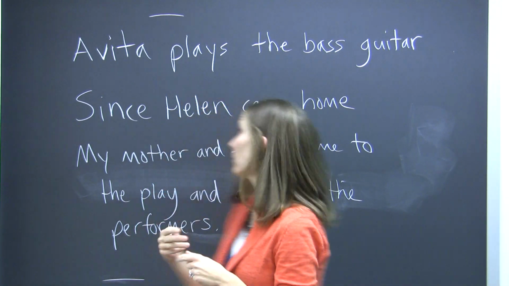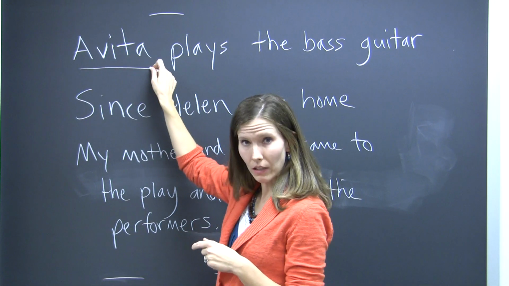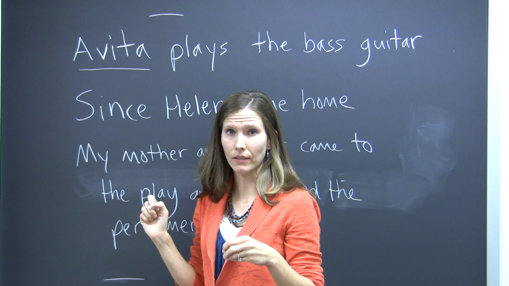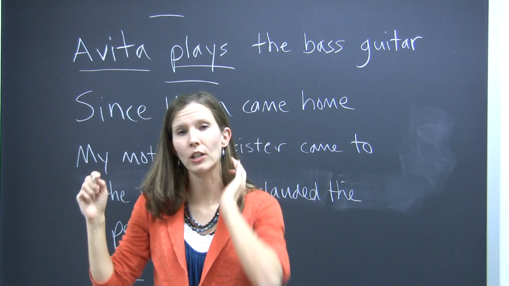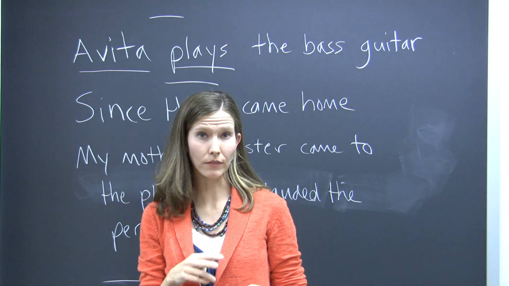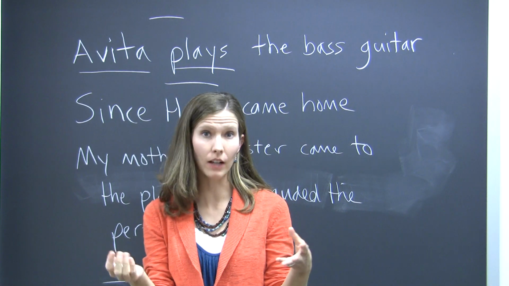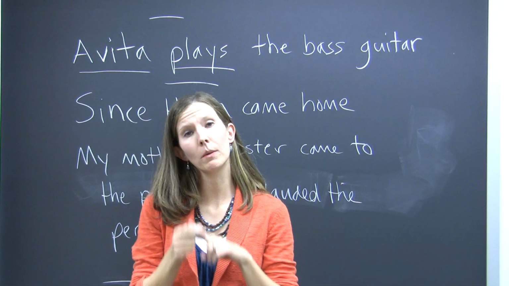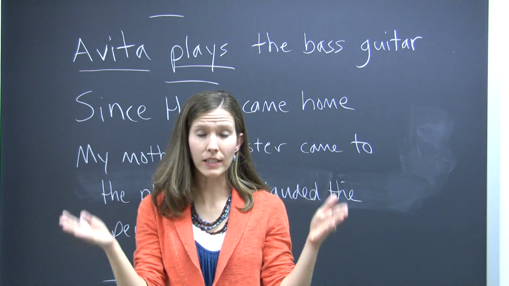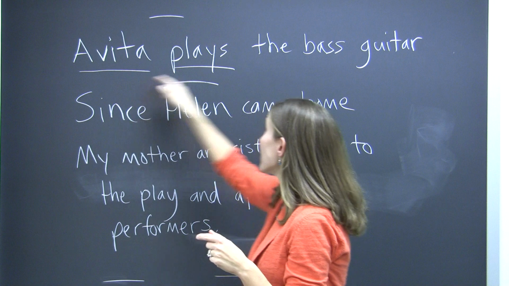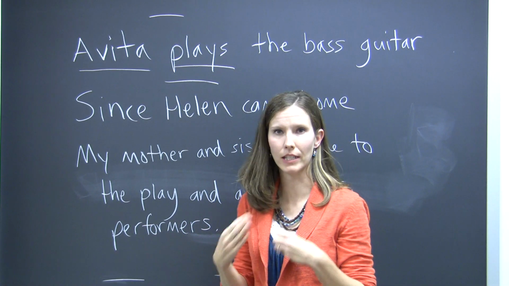So, for example, Avita plays the guitar has both a subject, Avita, that's who is doing the action of the sentence, and a verb, plays. So this is a clause because it has a subject and a verb. There's two kinds of clauses. The first kind is an independent clause. Because it's a clause, it has a subject and a verb. What makes it independent is that it can stand on its own and make sense on its own. It's a complete sentence. So Avita plays the guitar makes sense by itself, so it's an independent clause.